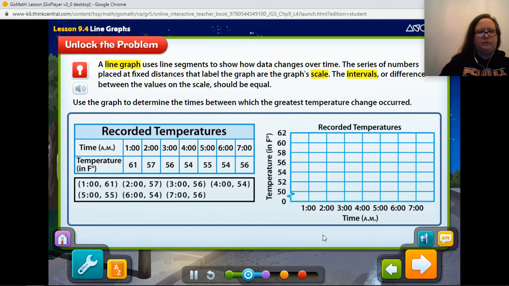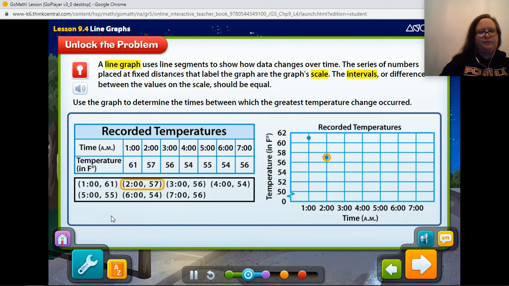Now that a scale and an interval have been selected for each axis, plot each ordered pair. Each ordered pair represents a coordinate or location on the graph. The first number in an ordered pair indicates a location along the x-axis. The second number within an ordered pair indicates a location along the y-axis. For the first ordered pair, 1 o'clock is the location on the x-axis and 61 is the location on the y-axis from which you would plot the coordinate.